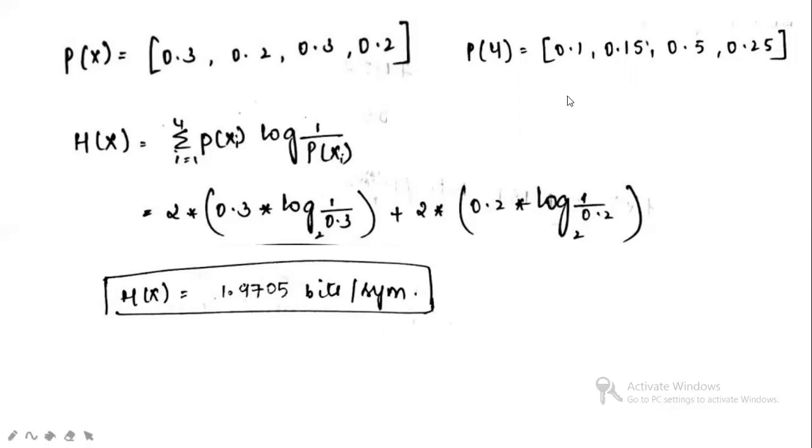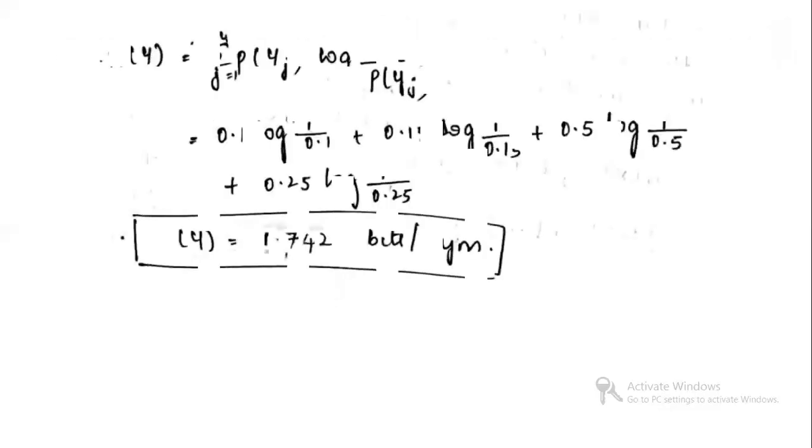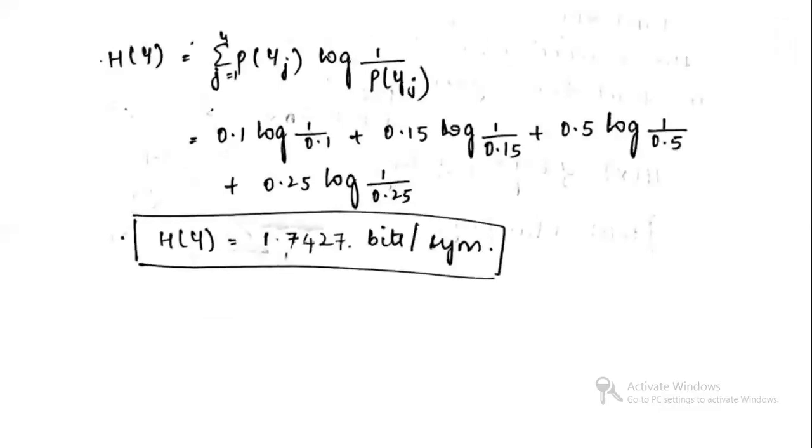In a similar way, we can calculate the output entropy value using these values, that is P(Y) equal to 0.1, 0.15, 0.5, and 0.25. Substituting in the equation H(Y) equal to summation j equal to 1 to 4 P(yj) into log of 1 by P(yj) to the base 2, the H(Y) value will be 1.7427 bits per symbol.